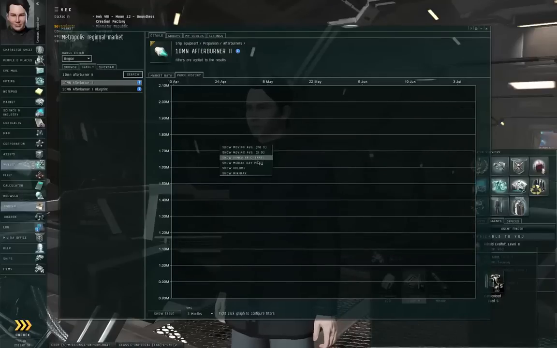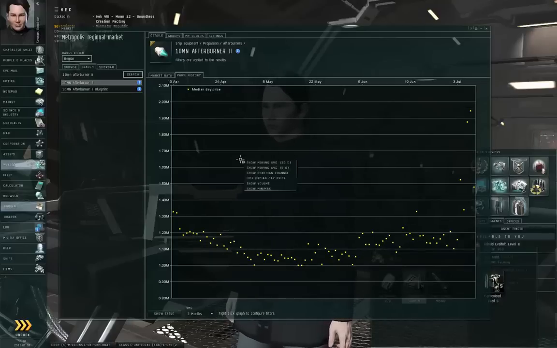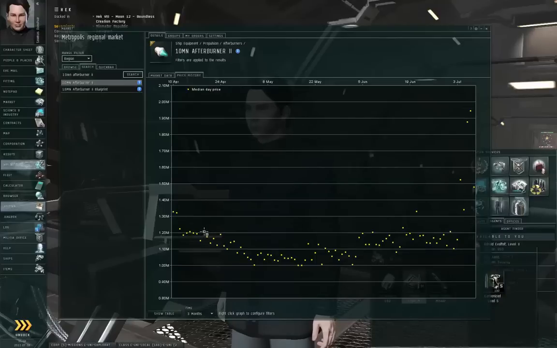Right click, show the median day price. So these are the median prices. Alright, and for those of you who don't remember the different kinds of averages, the mean, median, and the mode, by median is meant the following. Many of these items were bought and sold through different market orders at different prices throughout the entire region. They weren't all bought and sold at the same price for that entire day. Right, so some people bought it at a somewhat higher price, some people bought it at a somewhat lower price.